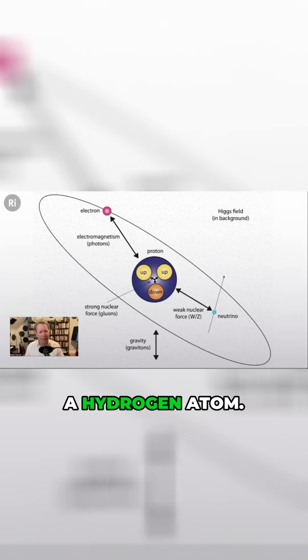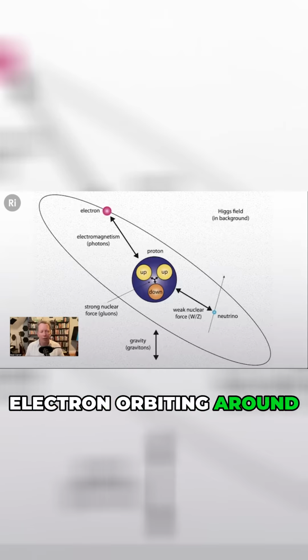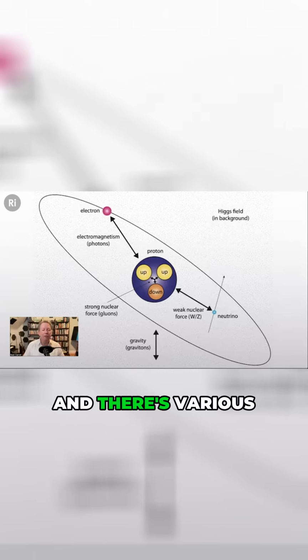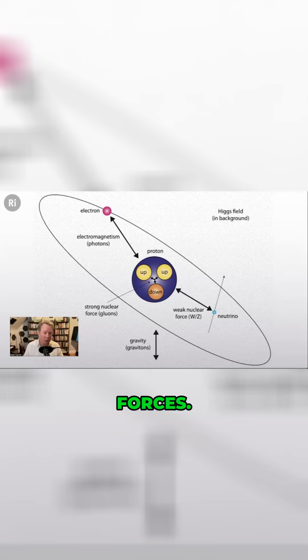is a picture of a hydrogen atom. A hydrogen atom has a proton at the center and an electron orbiting around it. And there's various particles going on here and various interactions mediated by forces. But we can list what they are. There's a finite number of them.